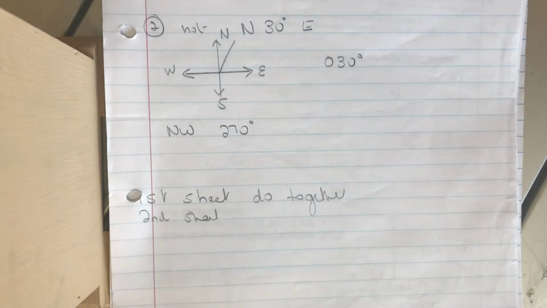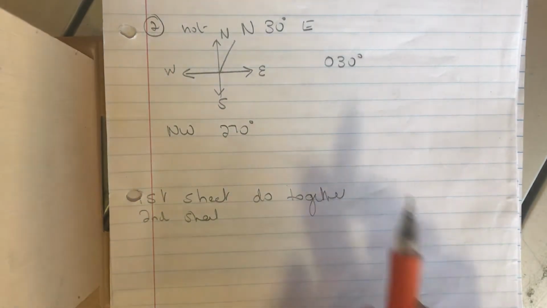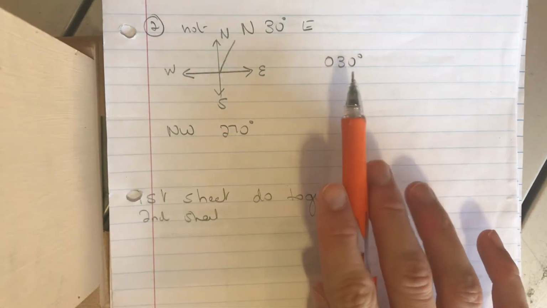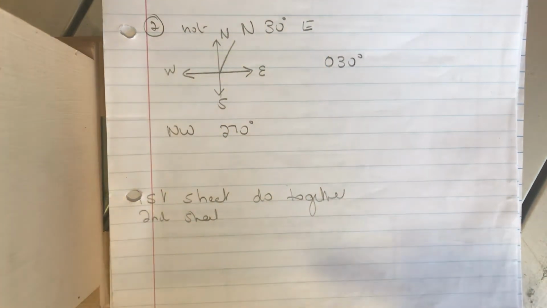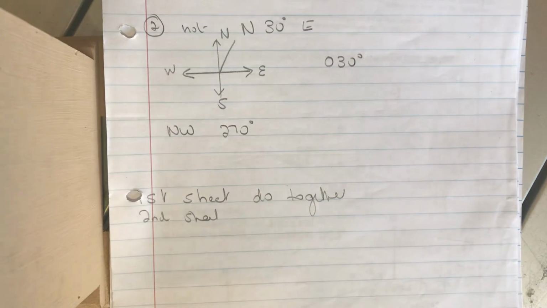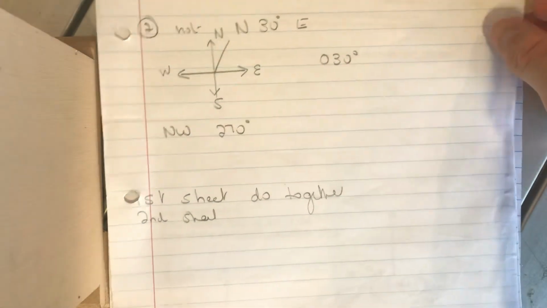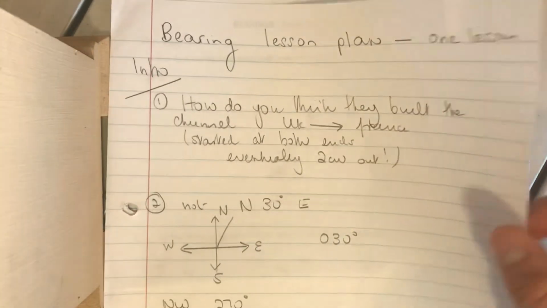So this is very important. Please do not write for me 30 degrees. It will be wrong. Must be 030 degrees. Now, if it's more than 2 digits, of course, it's just easy because it will stay the same, like 200 degrees or whatever. Okay, right, so let's have a look at a few examples.